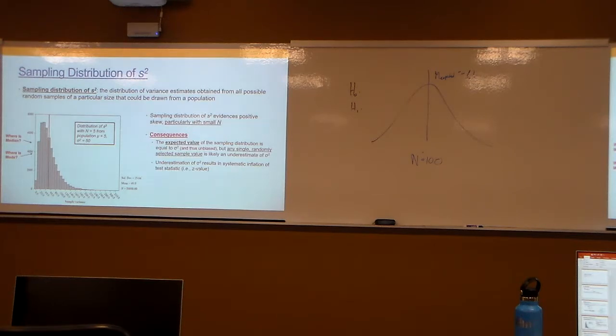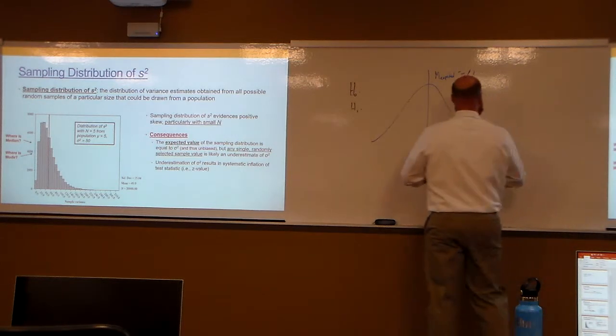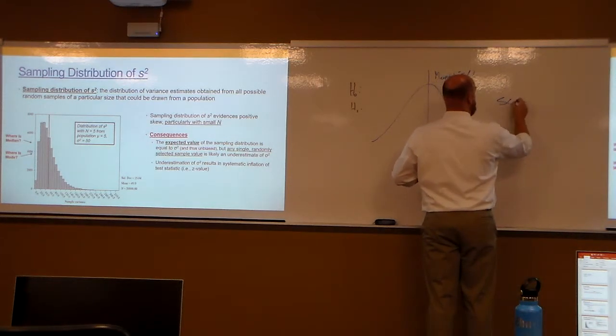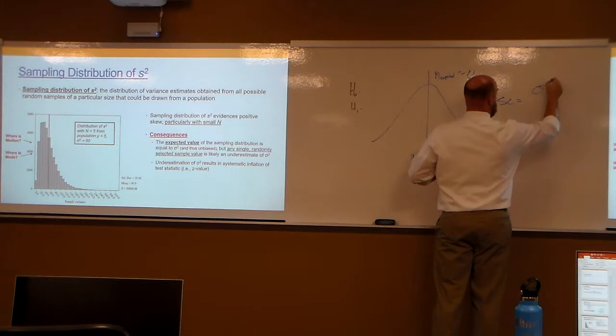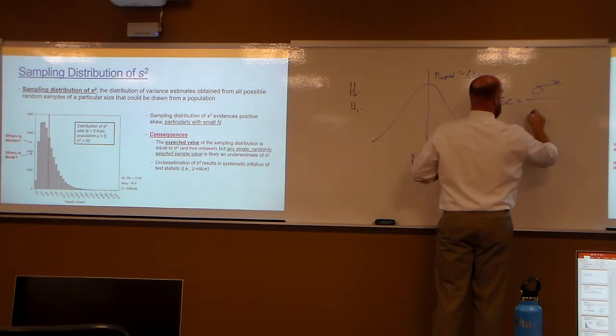Now the mean is equal to the population variance, but for any given random sample that I pull, I'm more likely to grab something over here than something in the tail. And because of that, any individual sample that I pull is likely to underestimate the population variance. If I think about my standard error, it is equal to the population variance over the square root of my sample size, right?